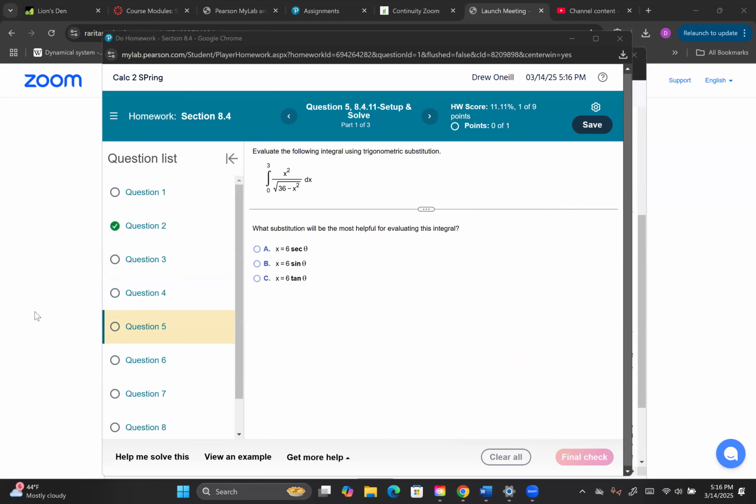At least in the video, you should be like, okay, where do you start, right? Where do we start? We look in the book. What form does this take? This is going to be, well, this is 6 squared minus x squared, right? And that's what substitution? That's x is 6 sine theta. You immediately say, okay, what's dx? It's 6 cos theta d theta.